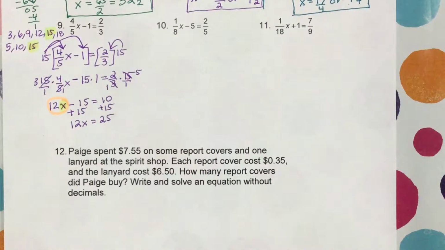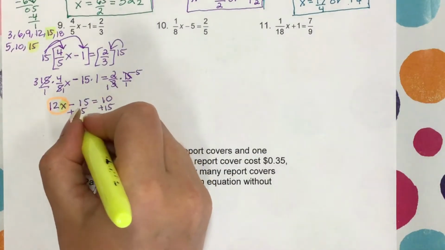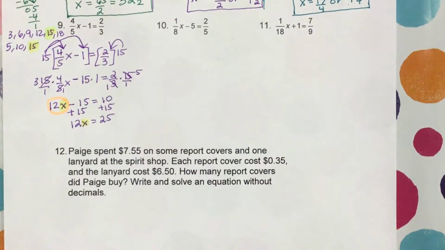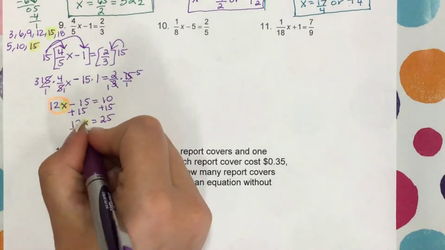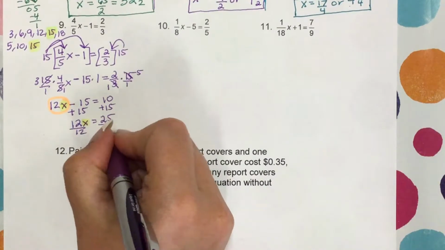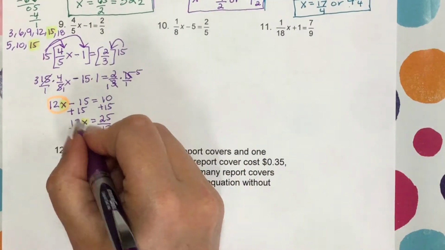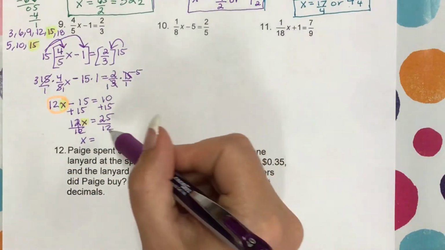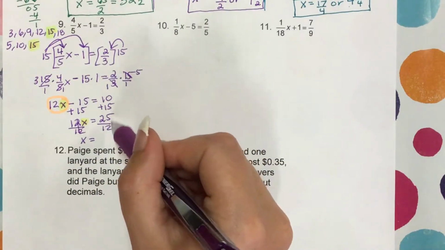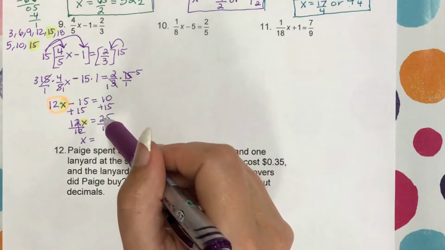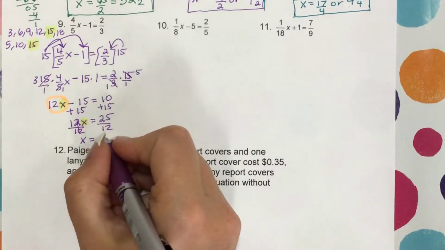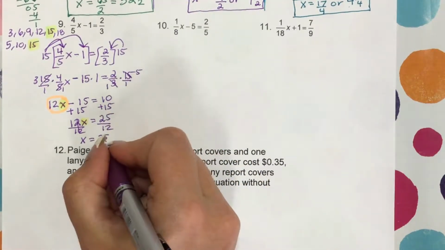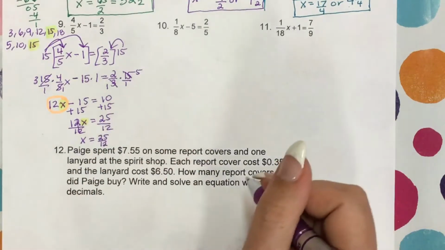I need to get x by itself, and right now it's being multiplied by 12, so I have to do the inverse operation of multiplication, which would be division by 12 to both sides. 12 divided by 12 is 1. 1 times x is x equals, can I reduce this? The only thing that goes into 25 is 5, and 5 doesn't go into 12. So this is in simplified form, 25/12, and that's okay.